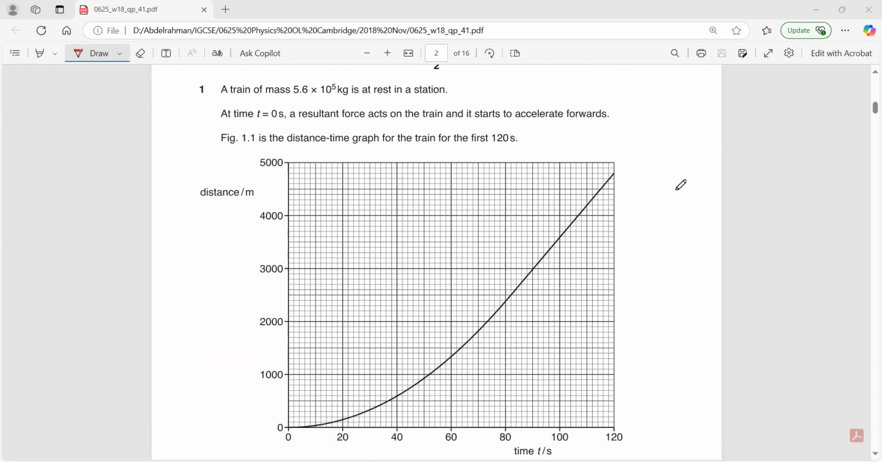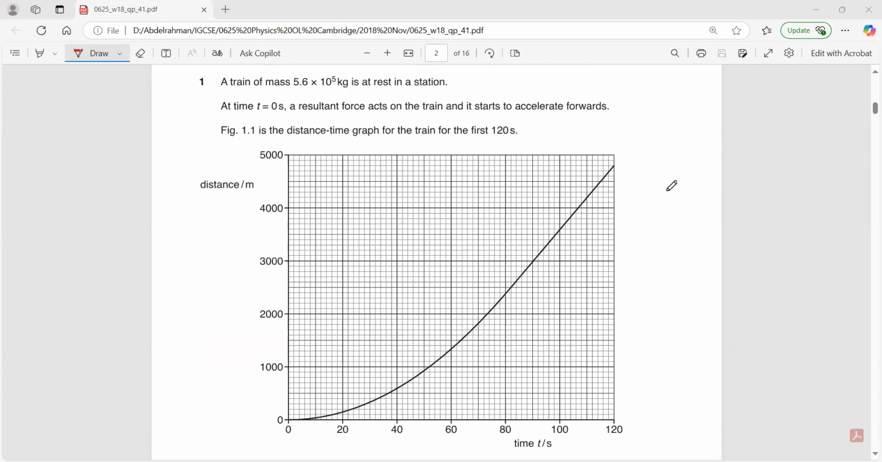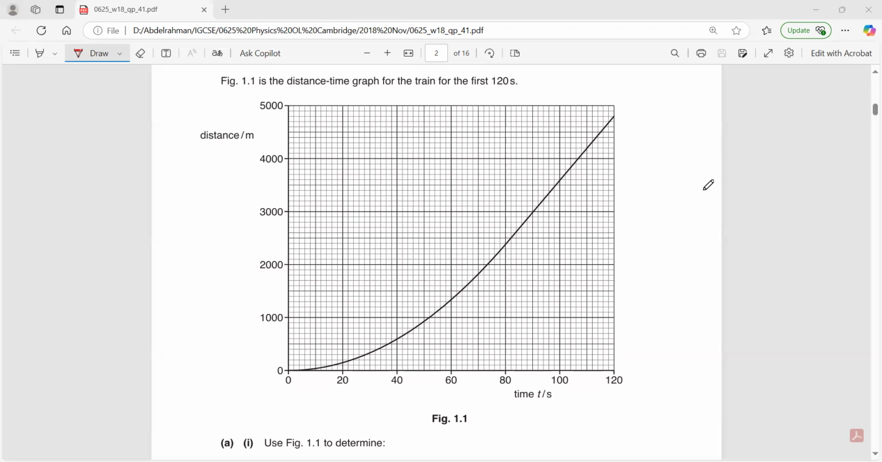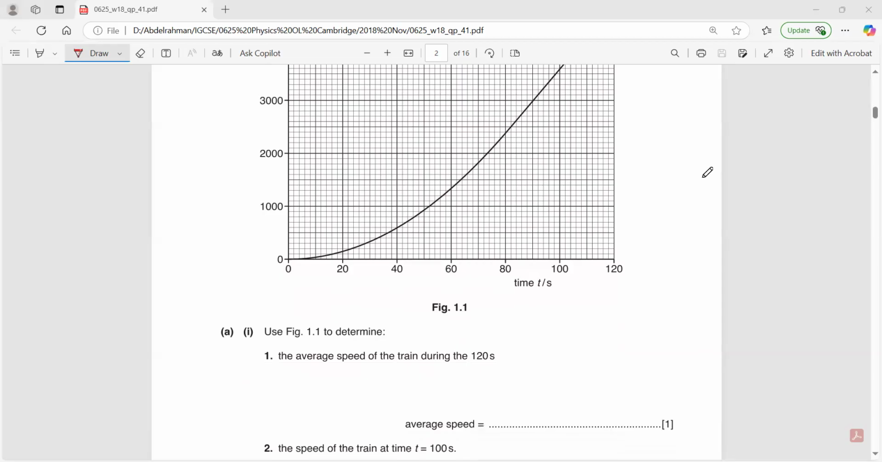This is a distance time graph. It's not a speed time graph. Distance time graph for the first 120 seconds. Use figure 1.1 to determine the average speed of the train during the 120 seconds.